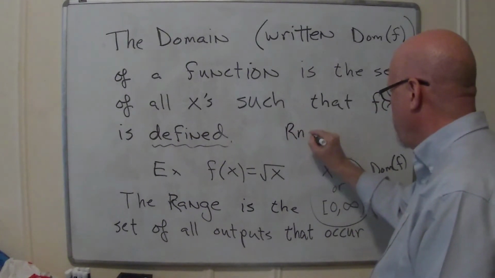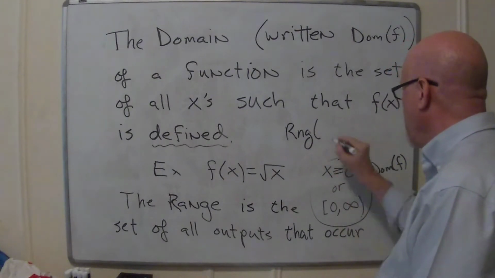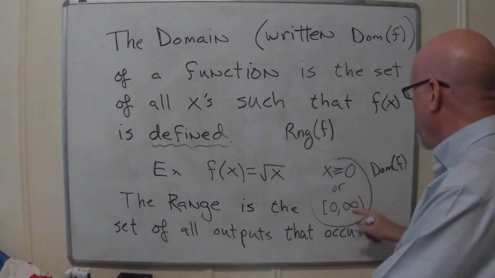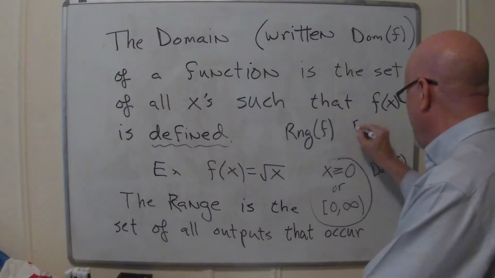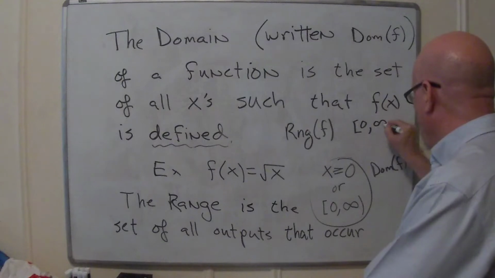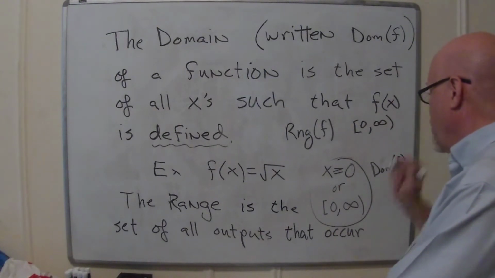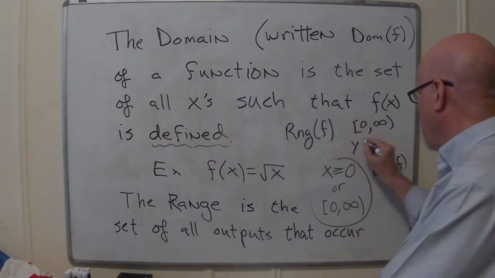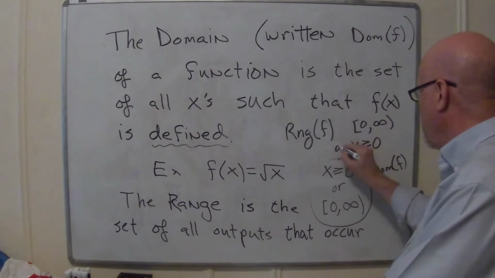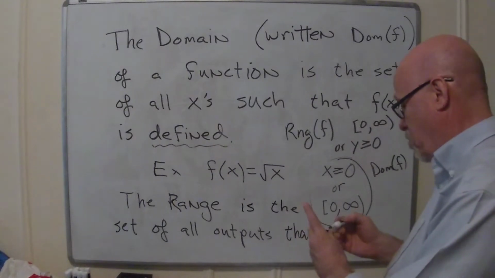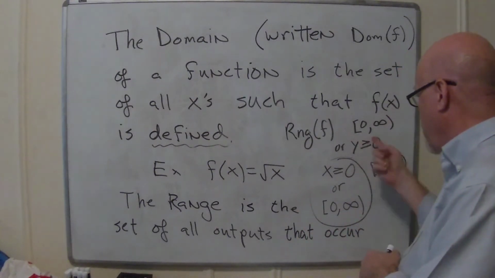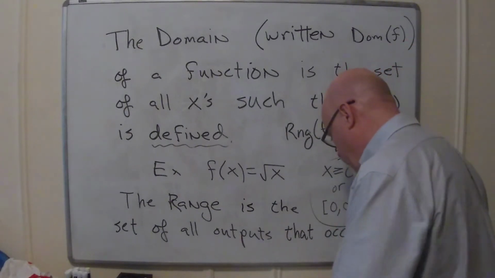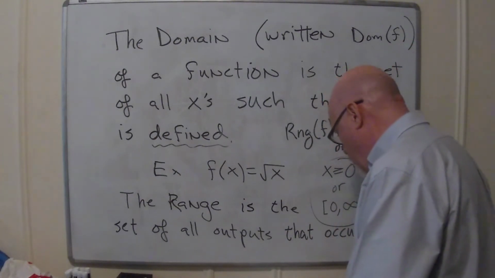The range is usually abbreviated RNG. And in fact, if you write it in interval notation, it looks the same. It would be 0 and any number bigger than 0, all the way up towards infinity. If you write it as an inequality, it would probably be y is greater than or equal to 0 instead of x is greater than or equal to 0. But still, it's the same inequality, just changing the letter. All right, so that's our domain and range sets.